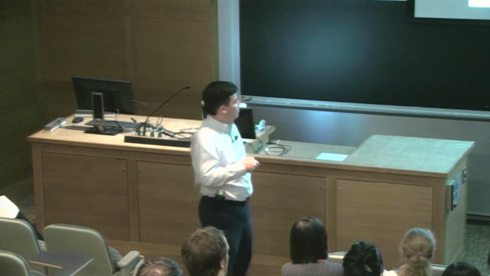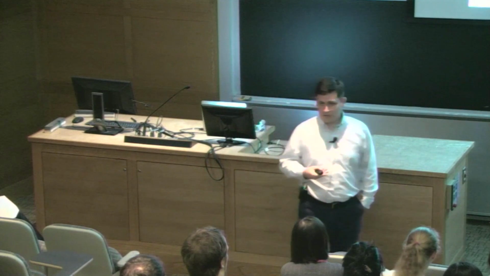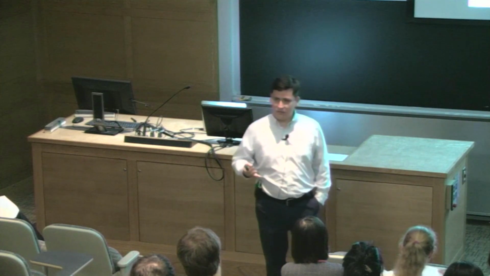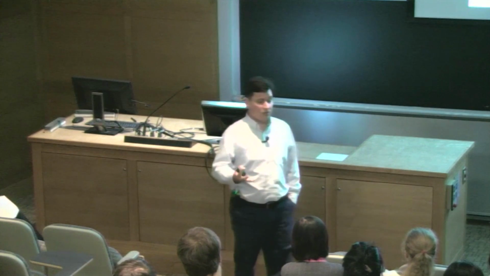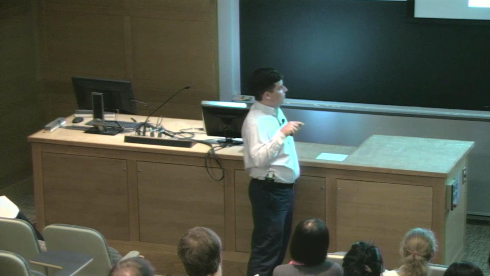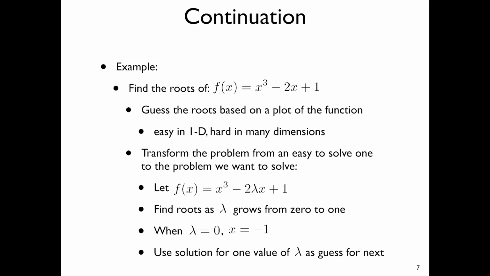Okay? But in many dimensions, we can't do these sorts of graphical approaches. You can't look at this function. It may be difficult to actually get enough data to even look at it if it's, say, a 2-dimensional set of functions. Okay? It's hard to see where these roots are. And so continuation is a method of transforming the problem into an easier one to solve. Okay? So let's take this problem, this third-order polynomial, and let's transform it. Let's replace the 2 with a 2 times lambda. And let's try to find the roots of this polynomial as lambda grows from 0 to 1.